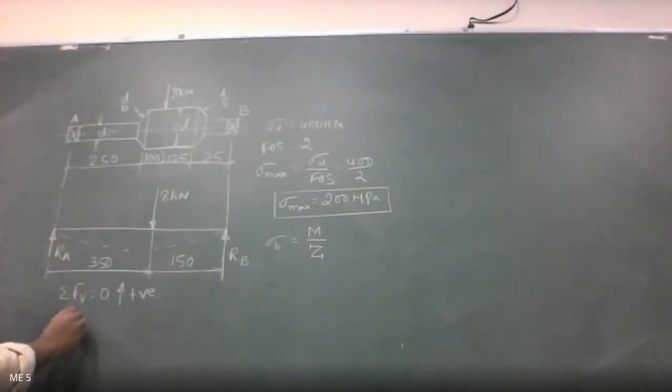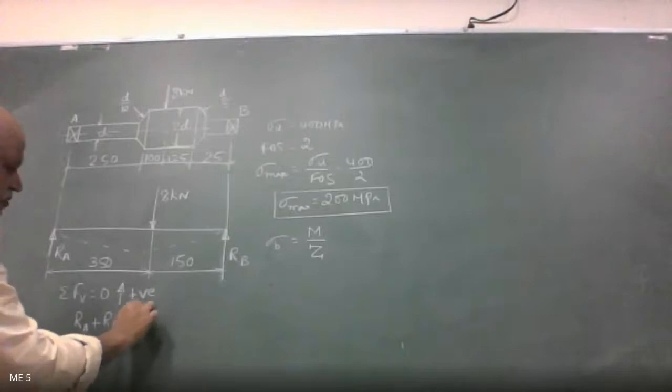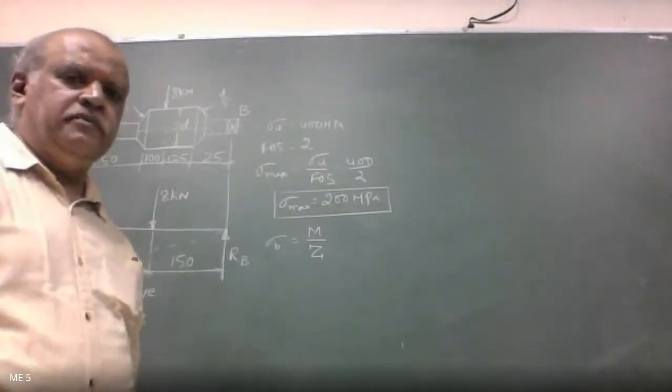Anyway, so when I take that, equating vertical forces equal to 0, what I have is RA plus RB is equal to 8 kilonewton. Do you agree with me?